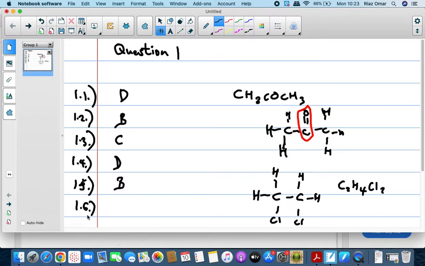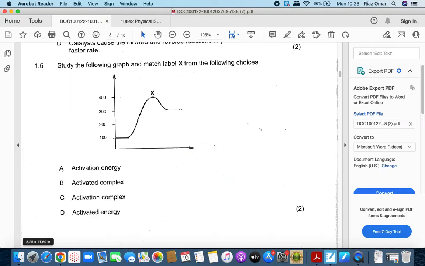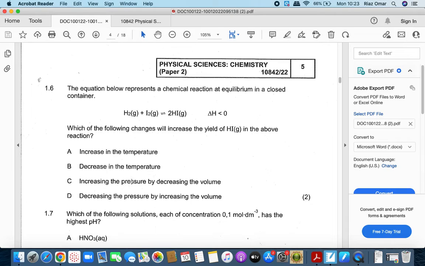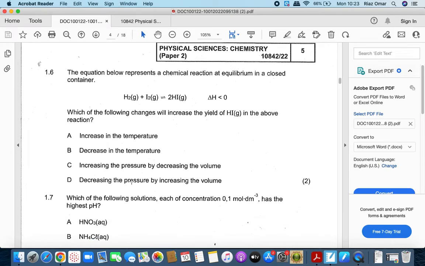Alright, let's go to 1.6. The equation below represents the chemical equation at equilibrium in the closed container. Which of the following changes will increase the yield of HI in the above reaction? If you look at HI, it is the product.